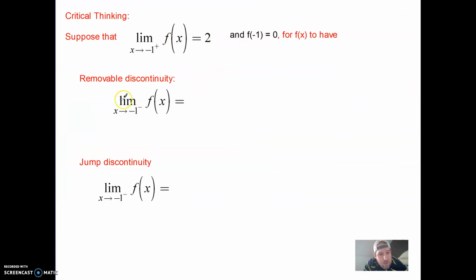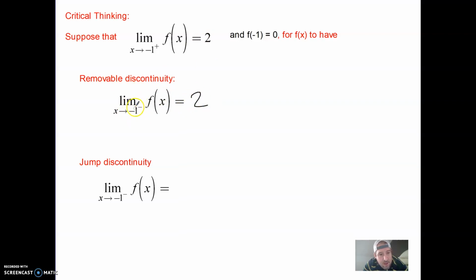So basically, what if I told you the discontinuity? Could you tell me the type of discontinuity it is? Could you tell us what the result is? So suppose that the limit of f of x as x is approaching -1 from the right hand side, the answer is 2. Well, if it's removable discontinuity, you remember that it's going to be exactly the same. So this would also be 2.